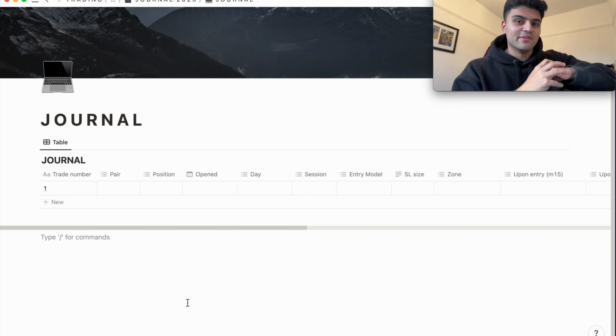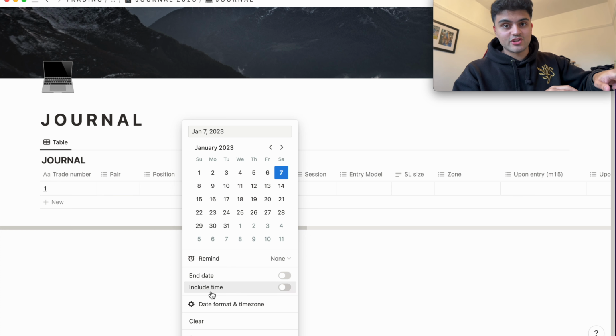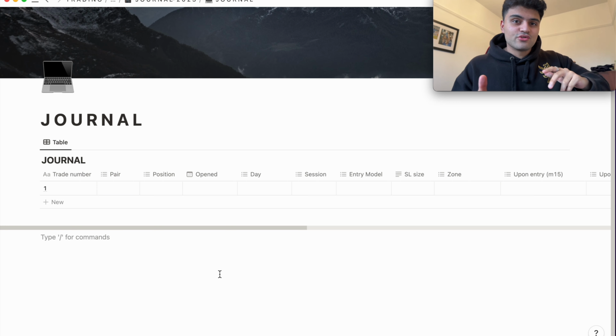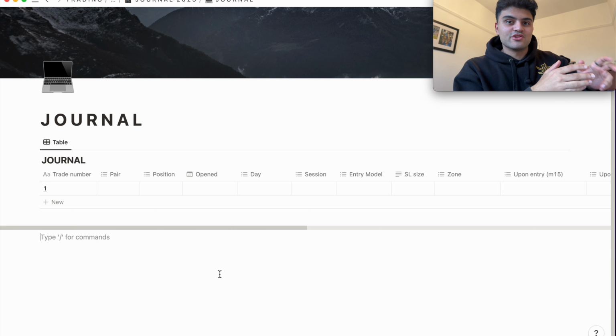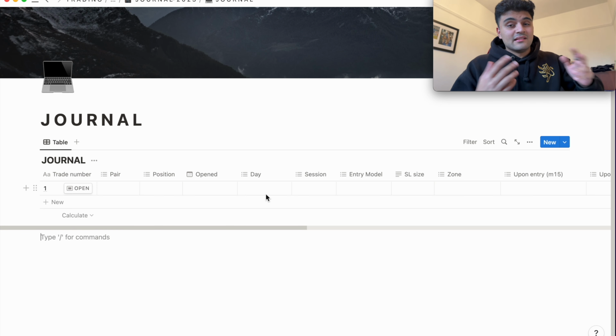Now this is a really big one, guys. Open. I can put the exact date I took this trade and the exact time I took this trade with this include time feature. Off the bat, you might be thinking, why would you need to record the time? Once you have 100, 200, 300 trades, you'll be able to see the times you've taken those trades, the times you've taken losses, the times you've taken wins. And hear this, out of 10 of my wins, 9 of them were taken before 11 a.m. If I didn't journal the times I took the trades, I would have never known that, and I would keep taking low probability trades.